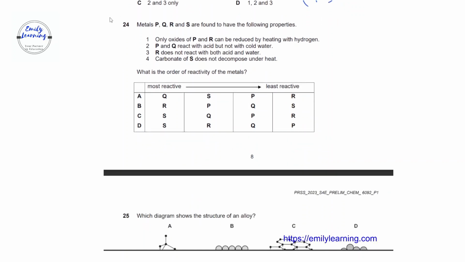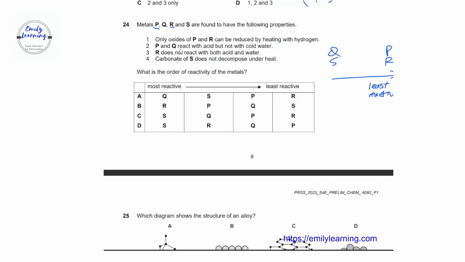Moving on to question 24, P, Q, R, and S are found to have the following properties. Only oxides P and R can be reduced by heating with hydrogen. So in other words, P and R are less reactive. Those whose oxide cannot be reduced by heating with reducing agents such as hydrogen or carbon monoxide are more reactive. So Q and S are more reactive.